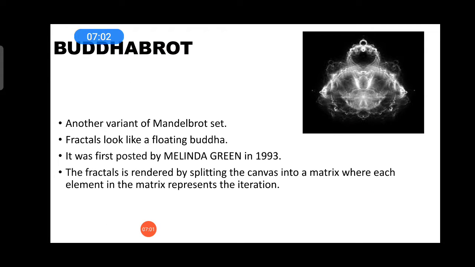Another variant of the Mandelbrot set is Buddhabrot. The fractal looks like a meditating Buddha. Buddhabrot is a probability distribution over the trajectories of points that escape the Mandelbrot fractal. Its name reflects the classical depiction of Gautama Buddha seated in a meditation pose with a forehead mark called a tika and a traditional top knot. It was first posted by Melinda Green in 1993. The fractal is rendered by splitting the canvas into a matrix where each element in the matrix represents an iteration.